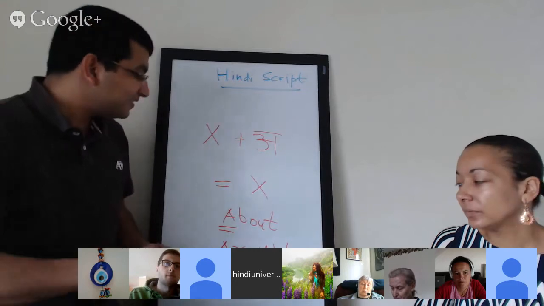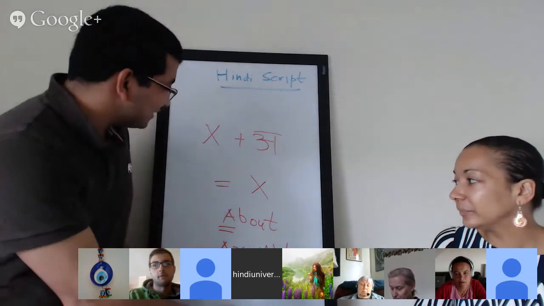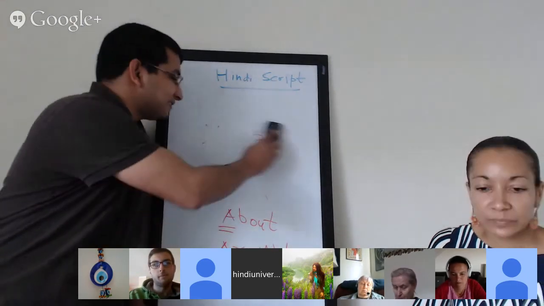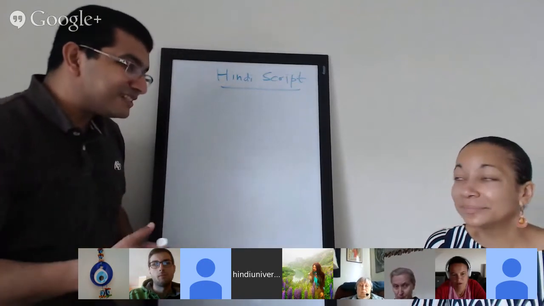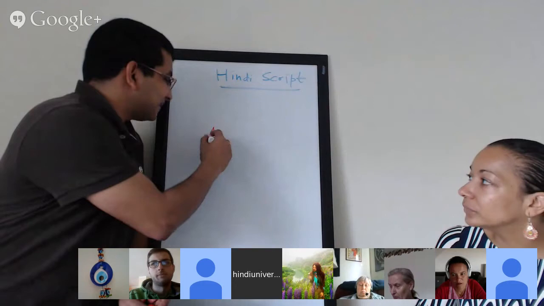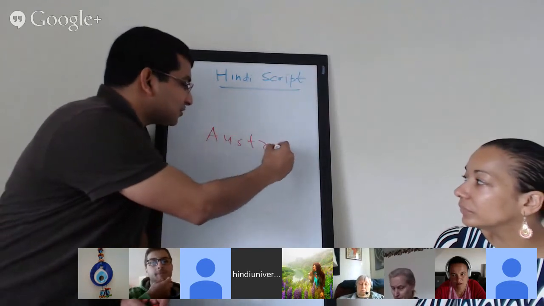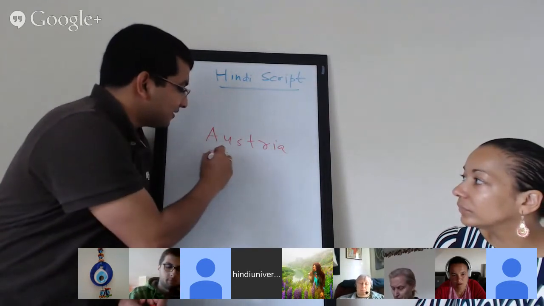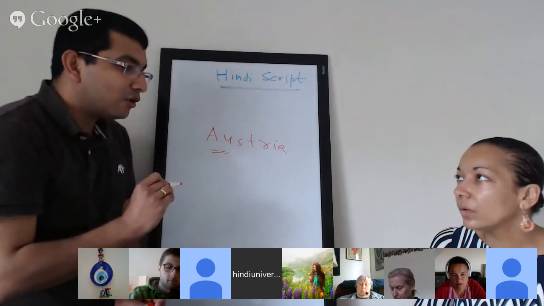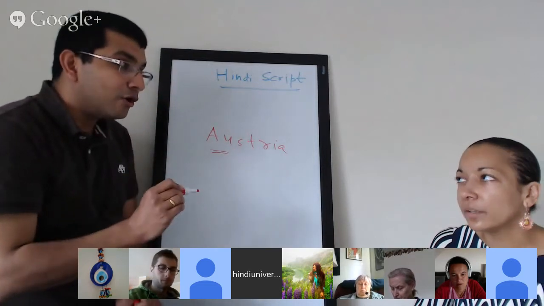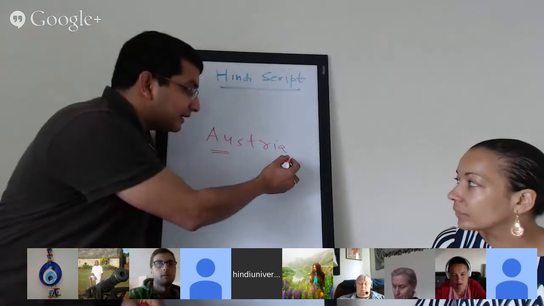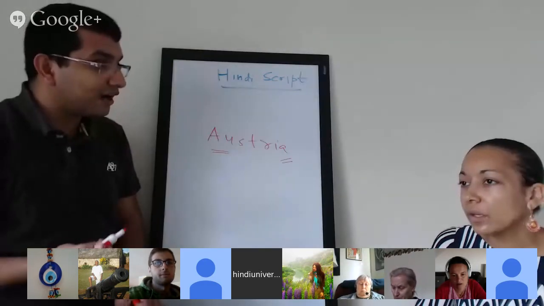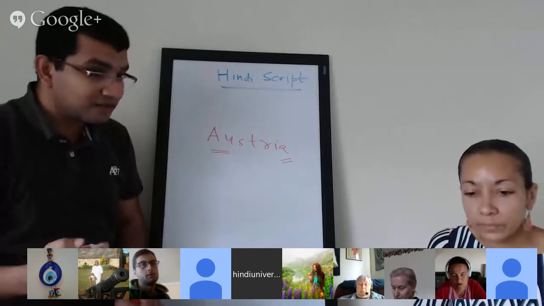Austria, okay, very good. So let's write it down and see what kind of sound it has in it. Again, if you're a native speaker, you will probably pronounce it differently, but the consensus is that there is a sound here. Slowly, Austria, which is different from the other a. Even at the end, in Austria, it's a, not a.